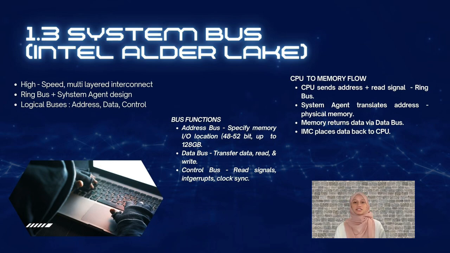Here's how it works. A P-core sends an address and a read signal through the ring bus to the system agent. The agent translates it into a physical RAM location. The RAM sends the data back via the data bus, and the integrated memory controller puts it on the ring bus for the CPU to use. So basically, it's a fast, organized system for sending and receiving data between the CPU and memory.